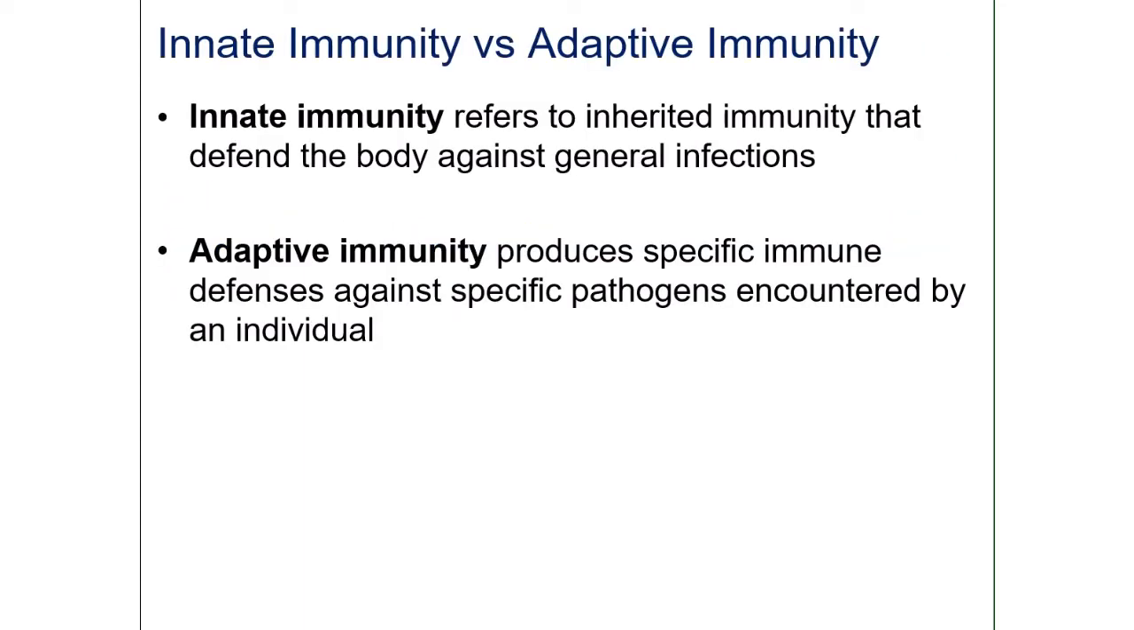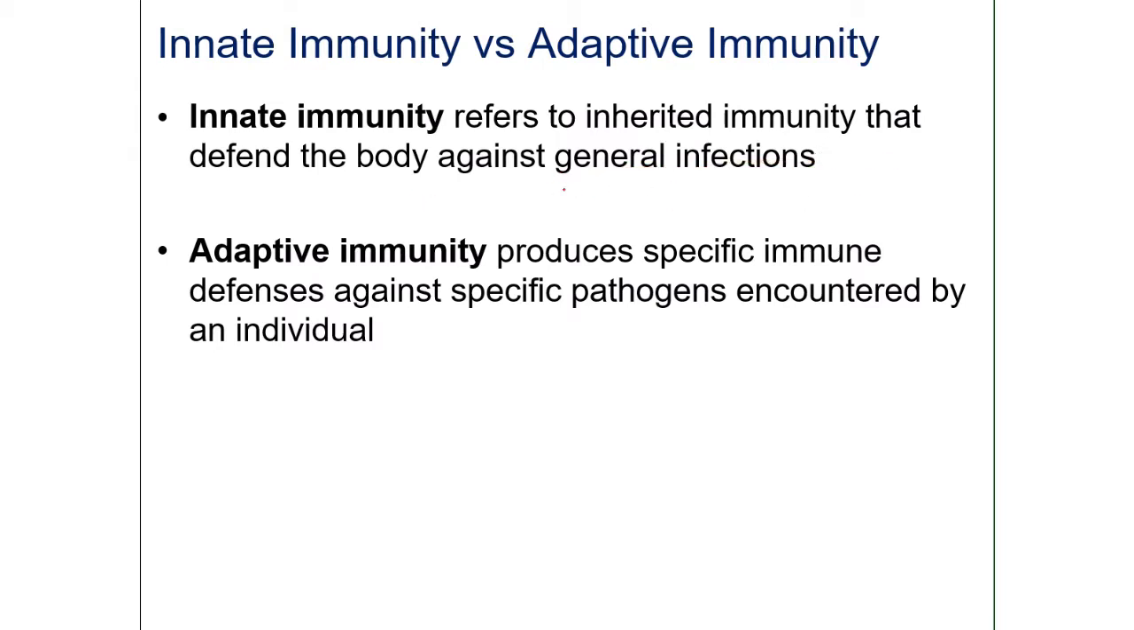So immunity is basically your ability to fight off foreign pathogens. So if there's a bacteria that has entered your system, you have to have a way of dealing with it. So that's the job of your immune system. And there are two branches of immunity. There is what we call innate immunity. So innate immunity is something that you are born with. Okay, it's the inherited immunity that helps you defend the body against general infection.